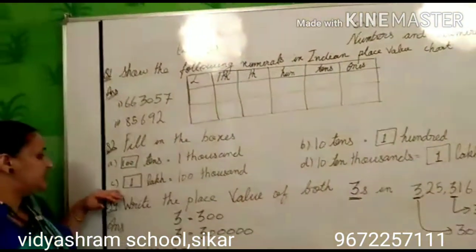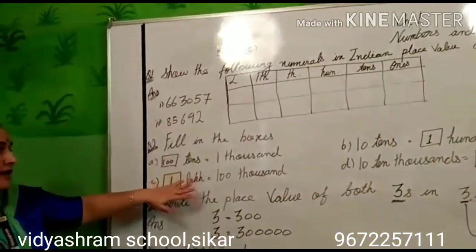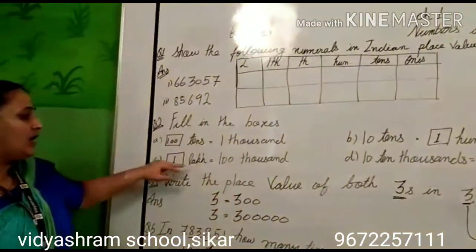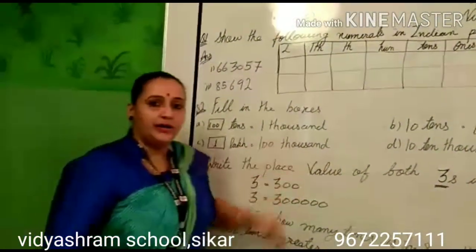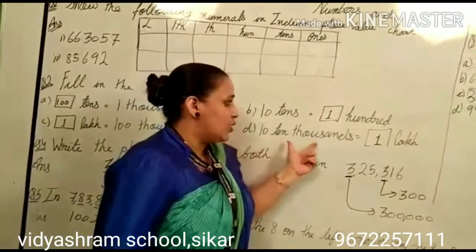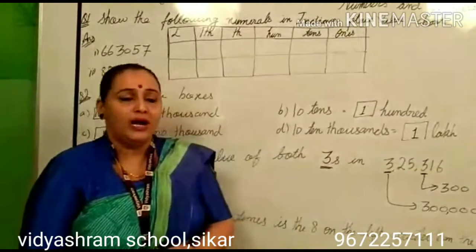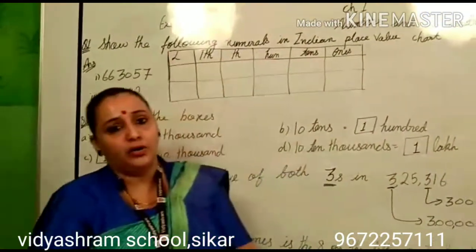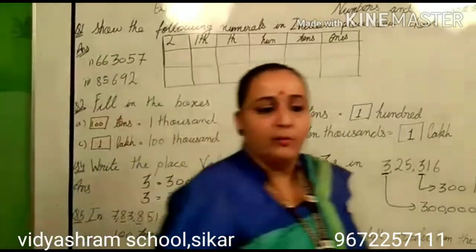Next one, see, dash lakh is equal to 100,000. See here, 1 lakh is equal to 100,000. D: 10,000 is equal to 1 lakh. The third question we have to do in our book only. You can also do this one in your book.